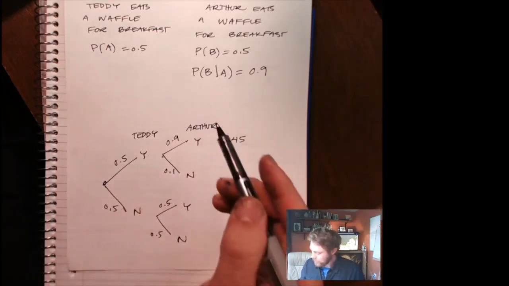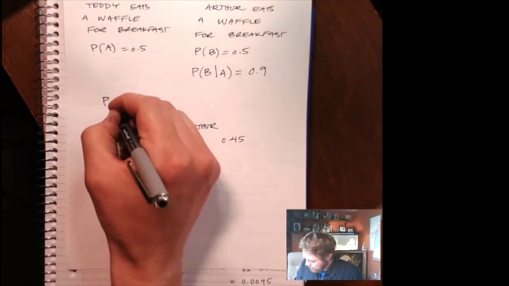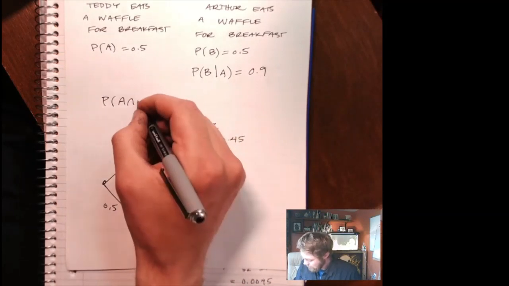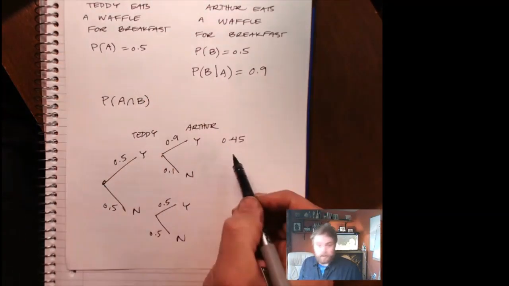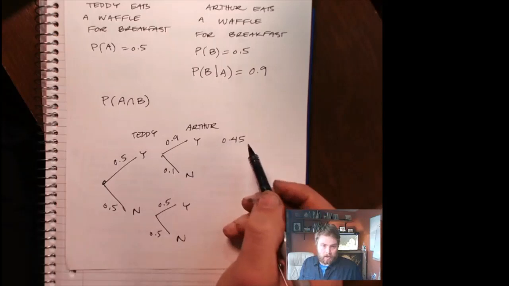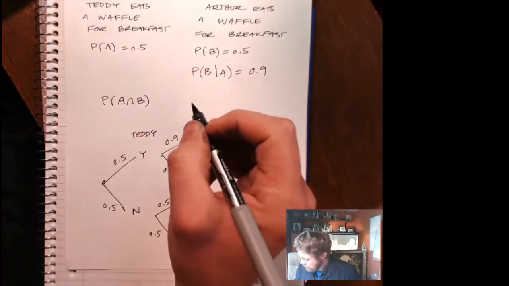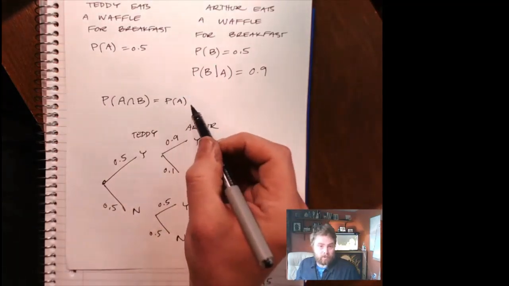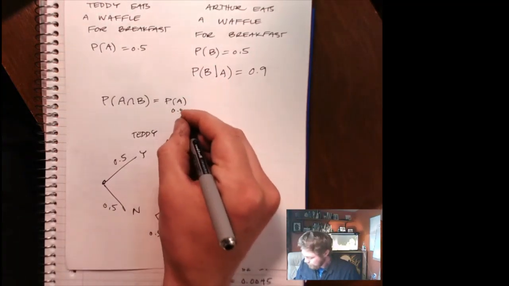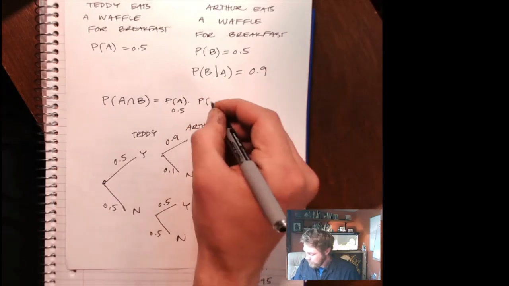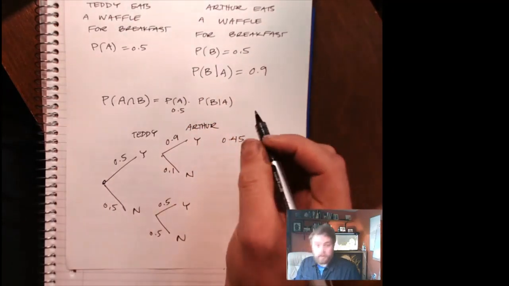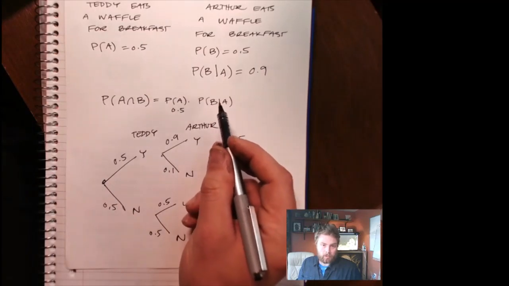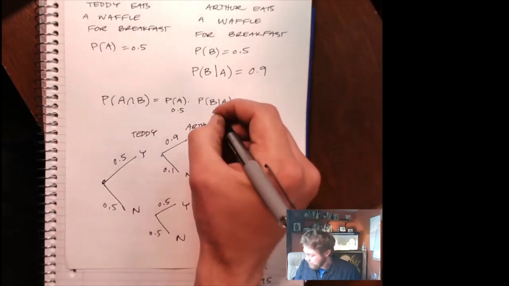So the probability that Teddy has a waffle and Arthur has a waffle is a 45% chance. What we did, we took 50% and multiplied it by the part of the tree diagram that followed Teddy eating a waffle, which was Arthur eats a waffle given Teddy ate a waffle, 0.9.